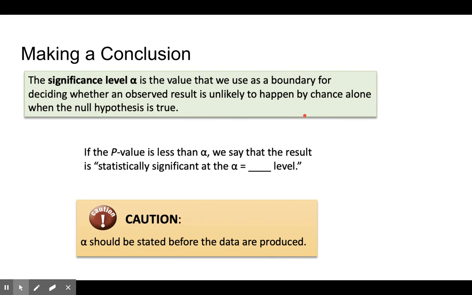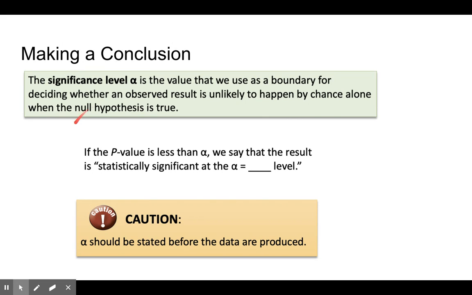The significance level alpha, this is the Greek letter alpha, kind of looks like a little fish, is the value that we use as a boundary for deciding whether an observed result is unlikely to happen by chance alone when the null hypothesis is true. Sometimes we'll call this the alpha level.